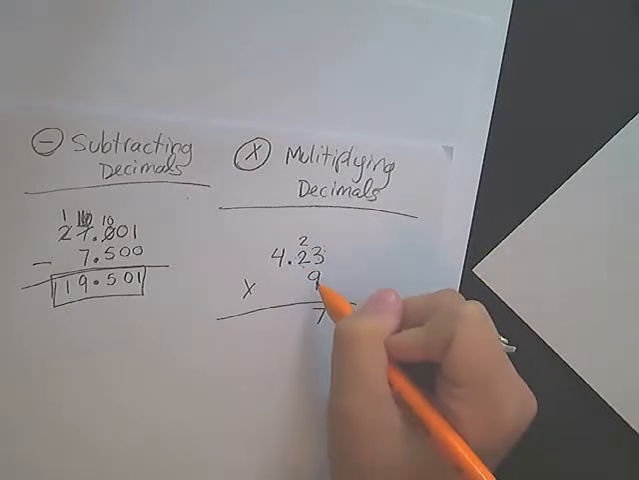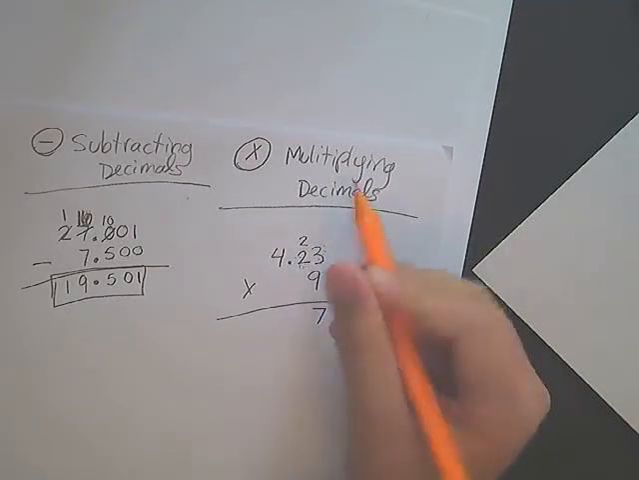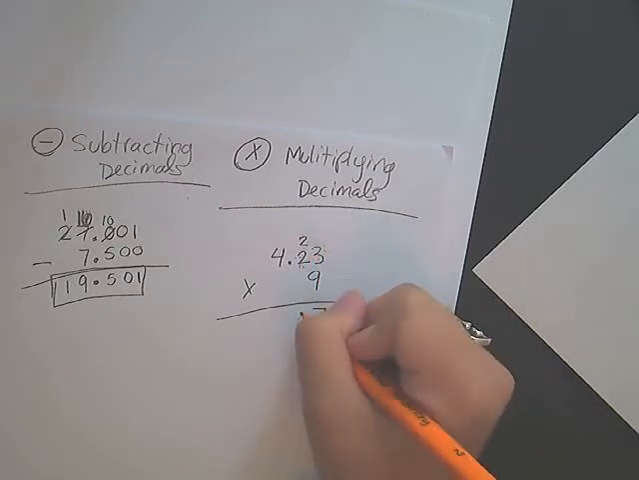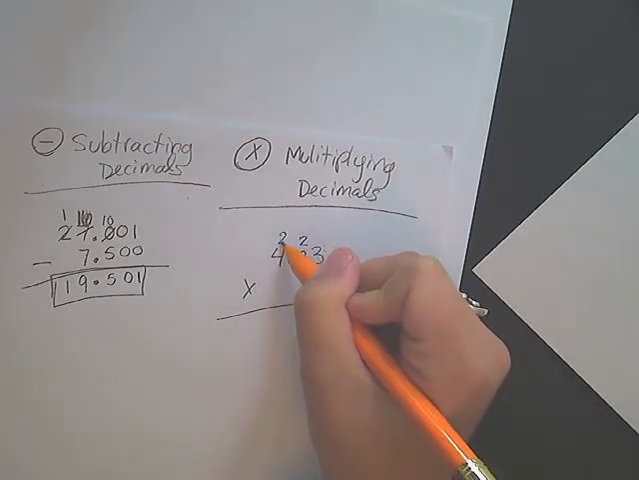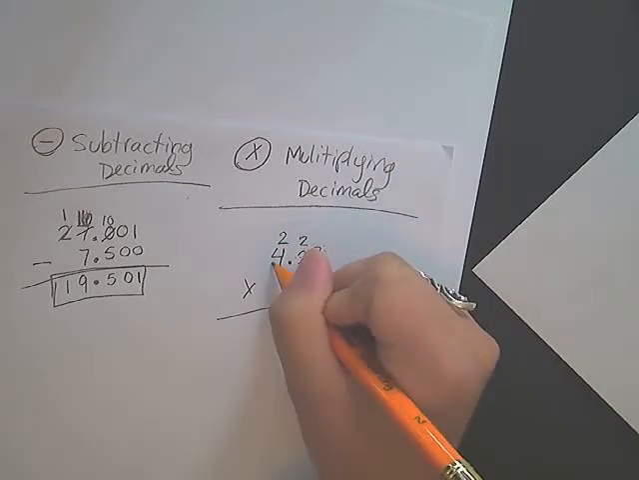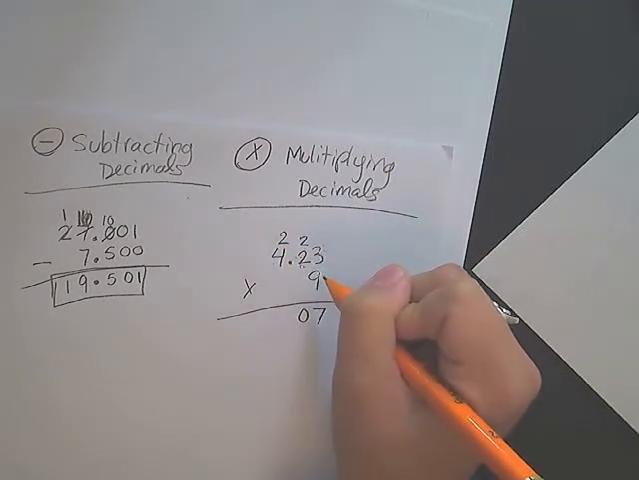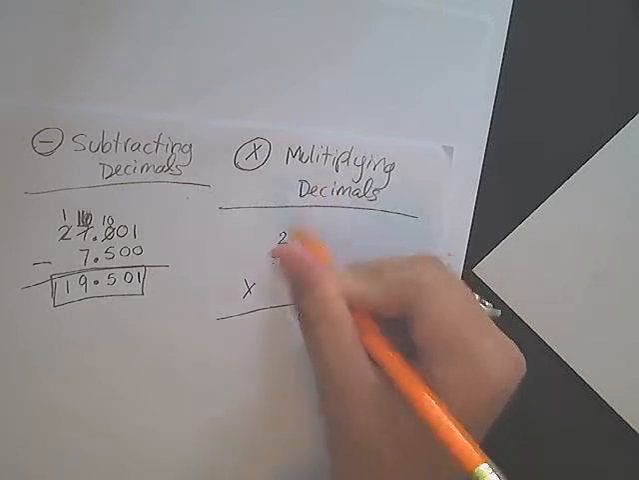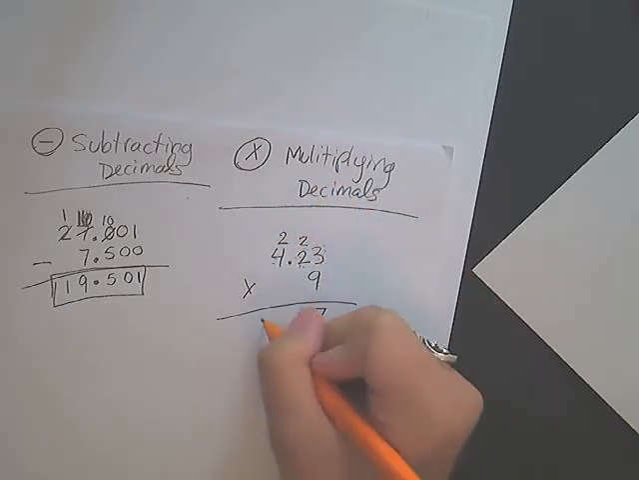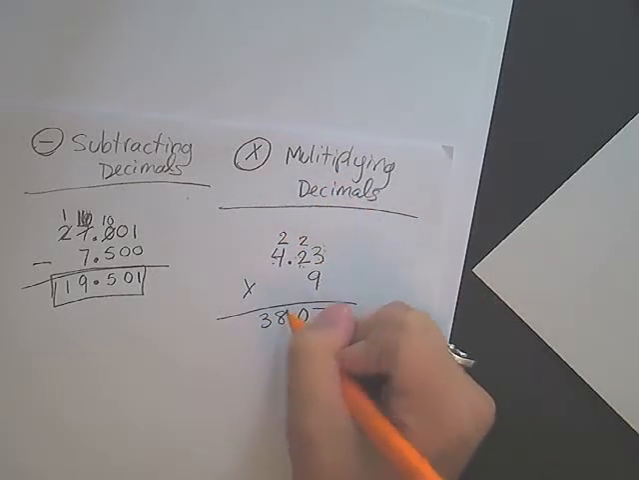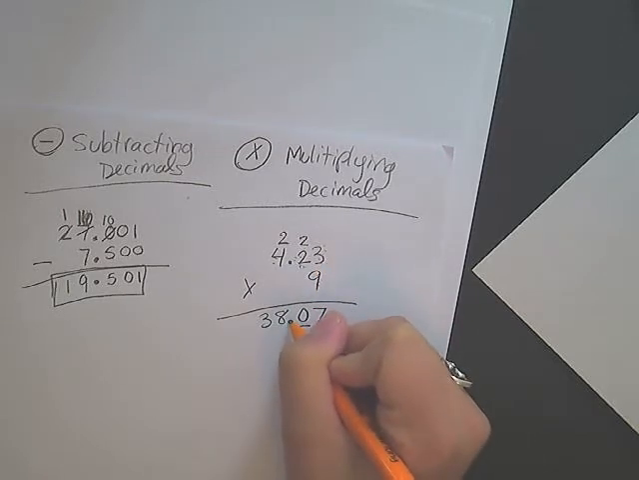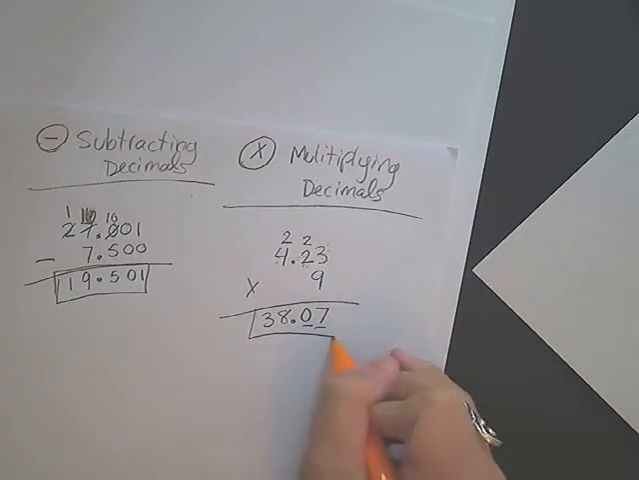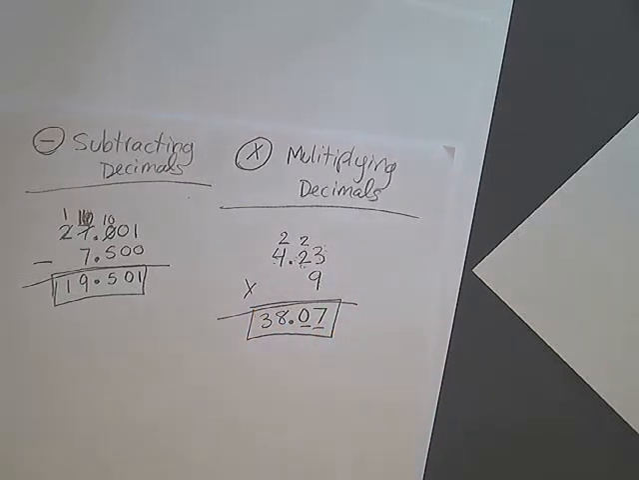So let's look at 9 times 3 is 27, so we're going to drop the 7, carry the 2. And so 9 times 2 is 18. Plus 2 is 20, so we're going to drop the 0, and then we're going to carry the 2. And 9 times 4 is 36. Then we have 38, so we can drop that. Then we have 2 to the right here, so we need 2 to the right here. So our answer is going to be 38.07.